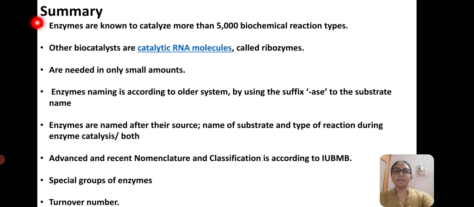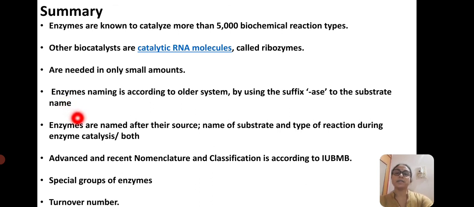So with this, we will wind up this nomenclature and classification session. Briefly, I would like to summarize. These enzymes are such important biocatalysts, which act on more than 5000 biochemical reaction types. These biocatalysts are always proteins, the only exception being the RNA enzymes or ribozymes. They are needed in very, very small proportions.